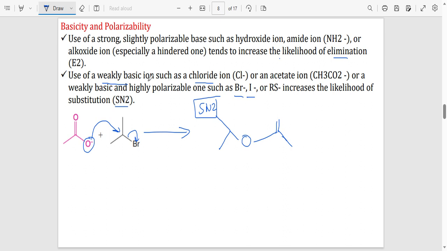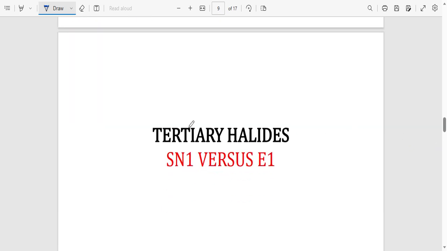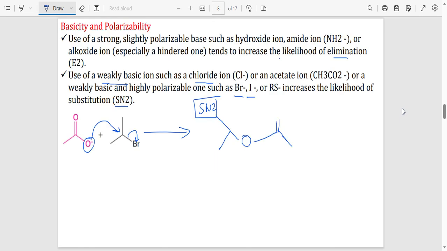Because we're using a weakly basic compound. Now, when you are talking about tertiary halides, another thing that you should take note of is that the reaction is going to mostly be competing between E1 and... sorry, not E2, but SN2. For tertiary compounds, they are better for E1 and SN1. Sorry, this is not a 2, but 1.